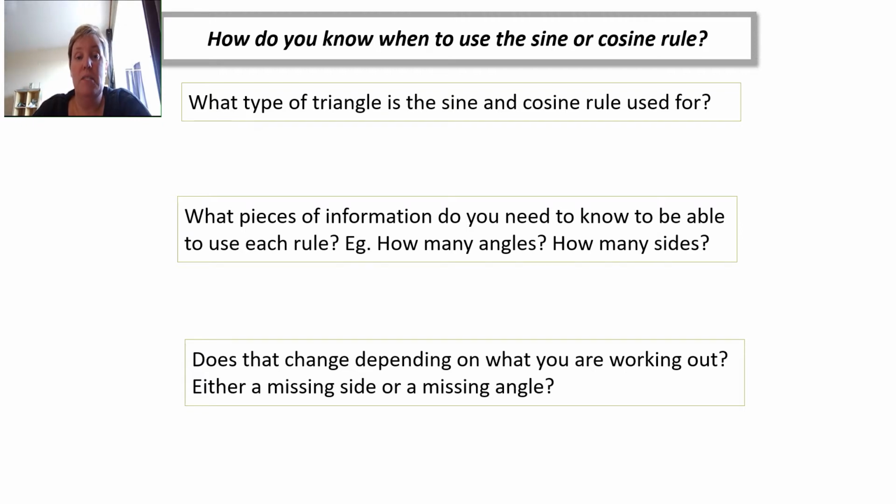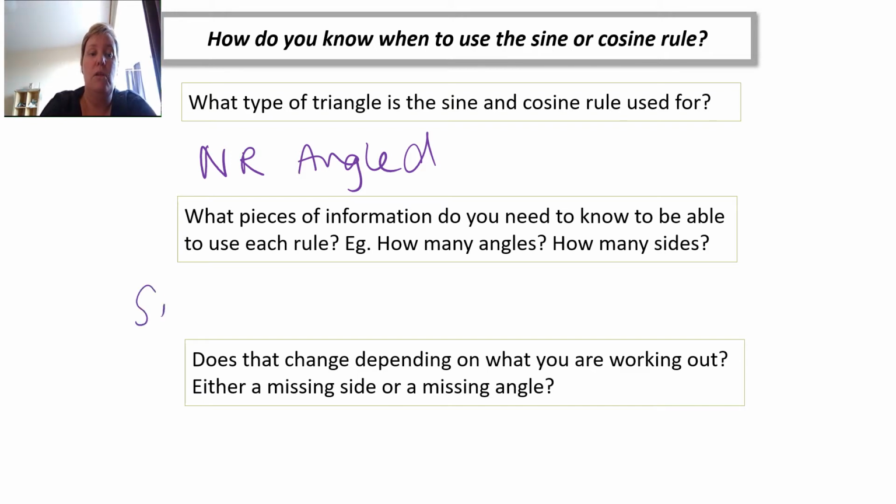Okay, so let's see if we can get down to the summary here. What type of triangle is the sine and cosine used for? It's used for non-right angled. Now look, you can use them for right angled triangles. It does work, but it's just a lot of extra work. It's actually faster to use SOHCAHTOA and Pythagoras. Will you be wrong? The answer is no, but you just get a little bit less time if you use them.